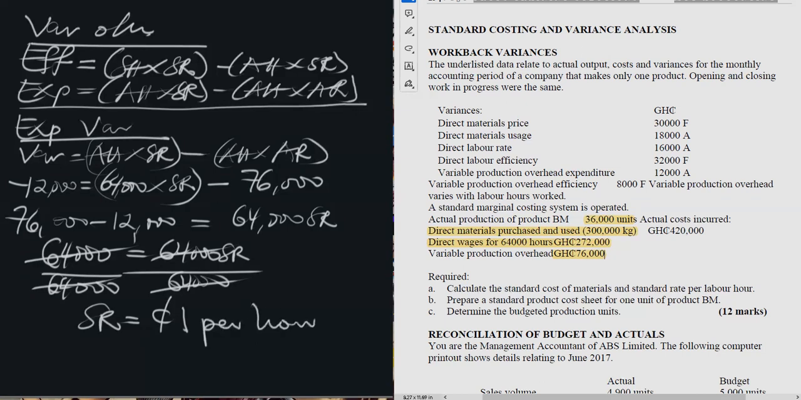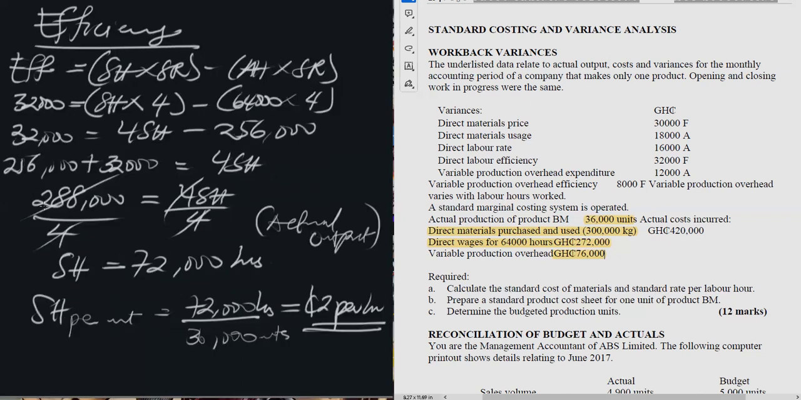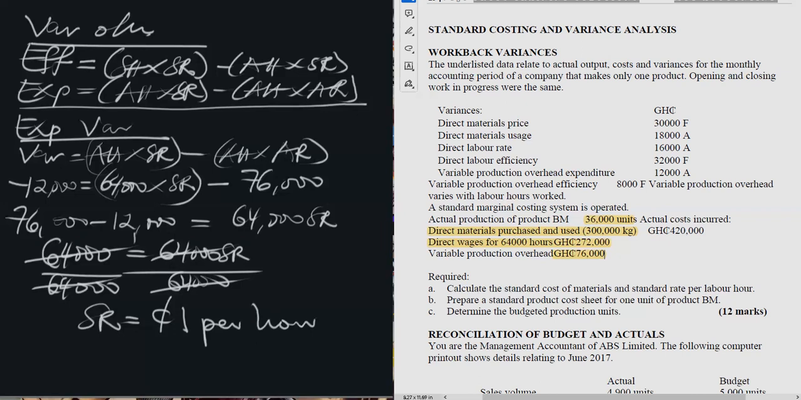hour. No, I think we made a small issue. This one is not cedis. We are finding hours. Okay, for the labor, it should have been 2 hours per unit, right? So it's hours, not cedis. Okay, so we have 1 cedi per hour for the standard rate. Now that we have the standard rate, we are done. Why won't we go and find the standard hour? Because it's the same as the labor hours we calculated. If you work with the expenditure, the efficiency, you are going to get the same thing because we are using the same labor hours. So the standard hour will still be the same, just like for the labor. Okay, so that is it.